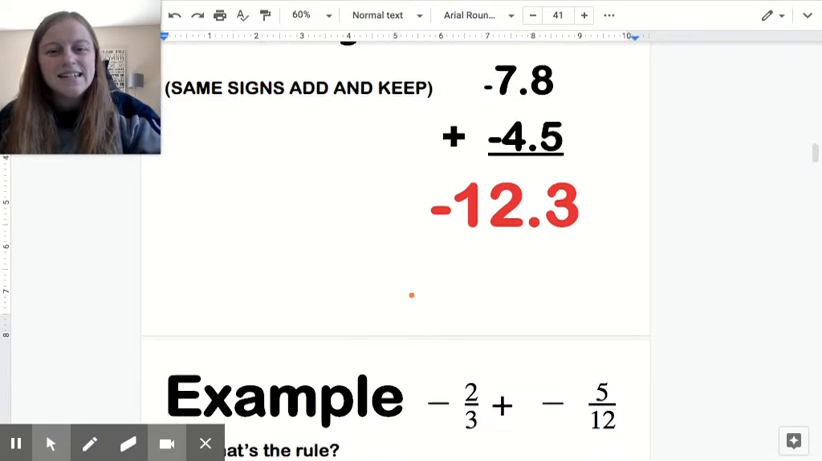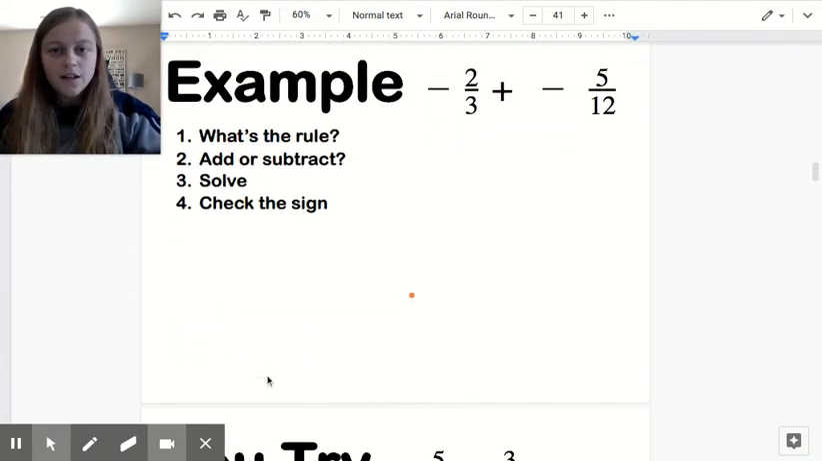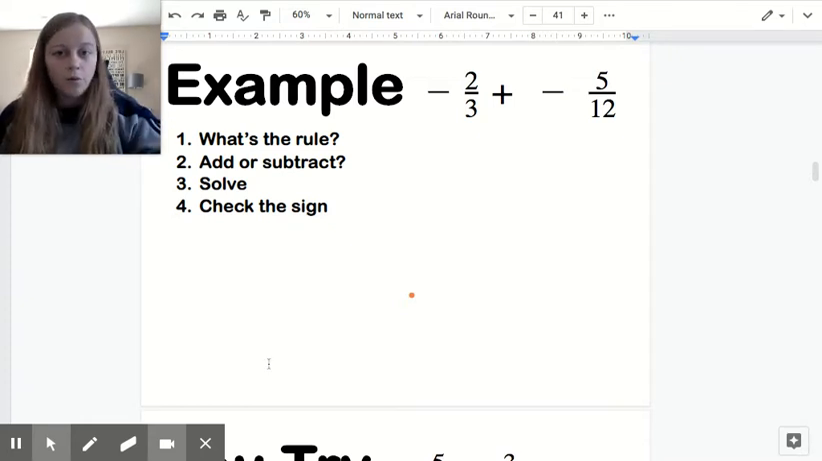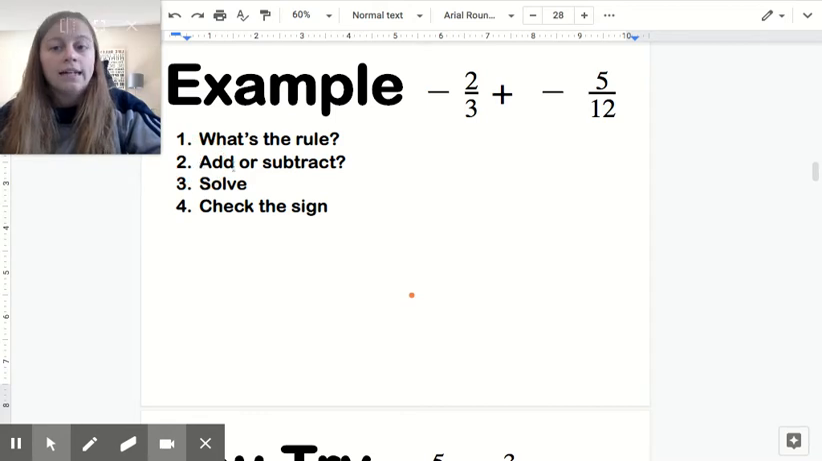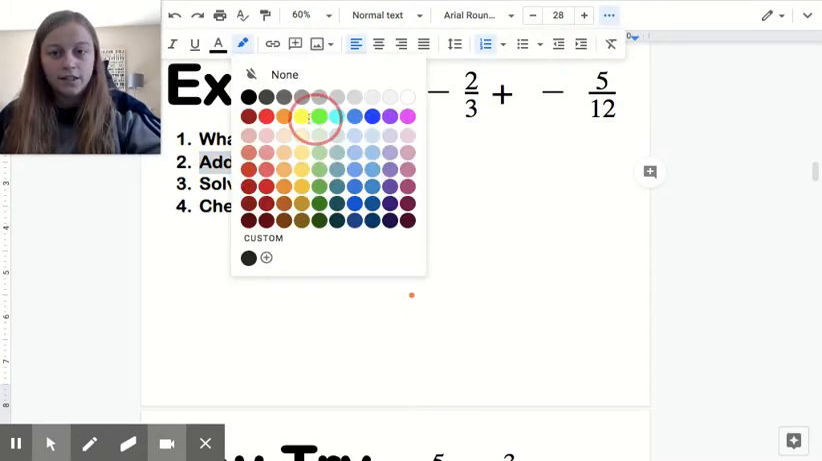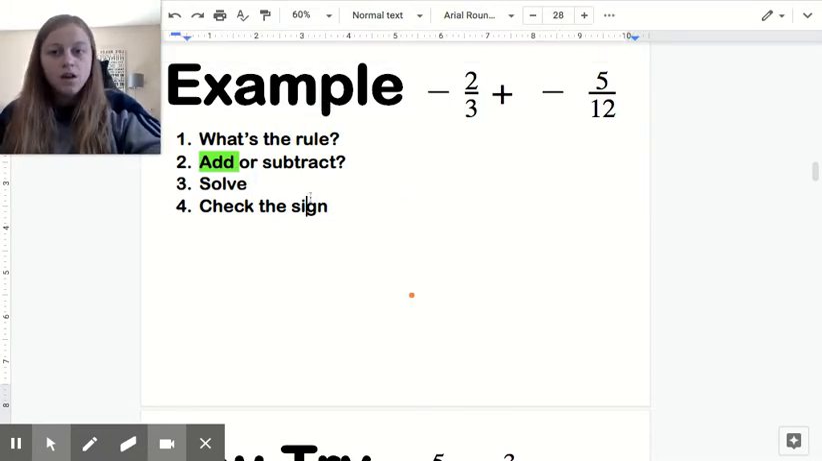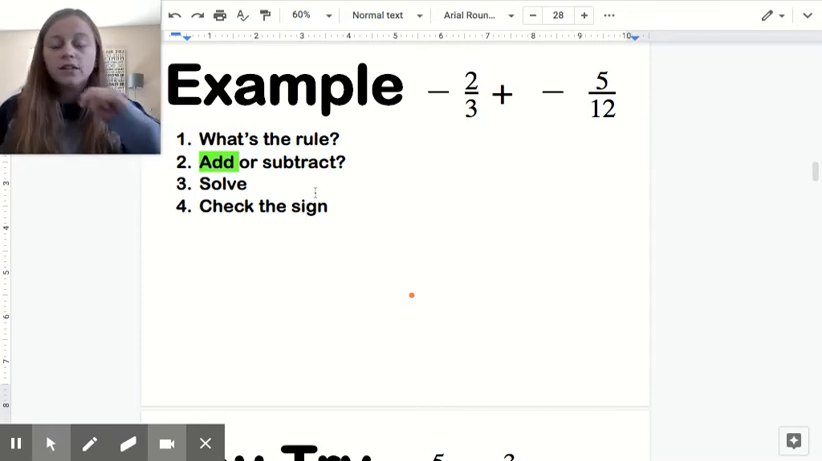Okay, now I'm moving on to an example with fractions. So I always start with, what's the rule? Well, adding, the rule is same signs, add and keep, different signs, subtract. So I need to decide, am I going to add or am I going to subtract them? Well, I have the same signs, so I'm really going to add my fractions here because, again, they are the same signs. So now I'm just looking at the fractions.